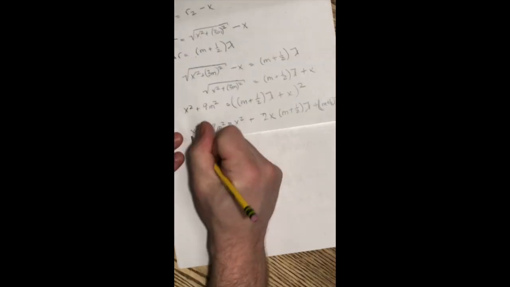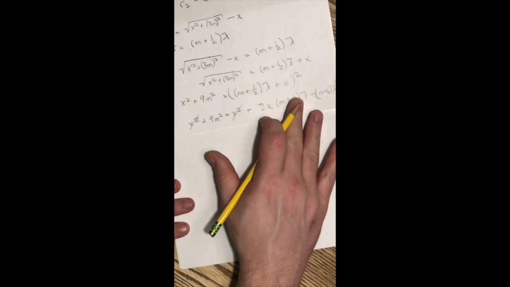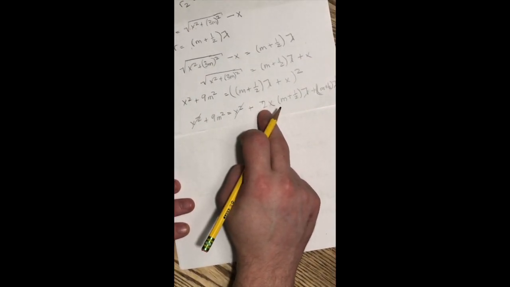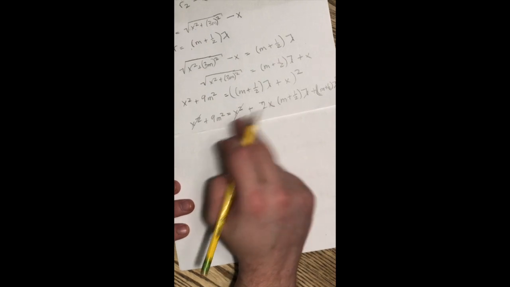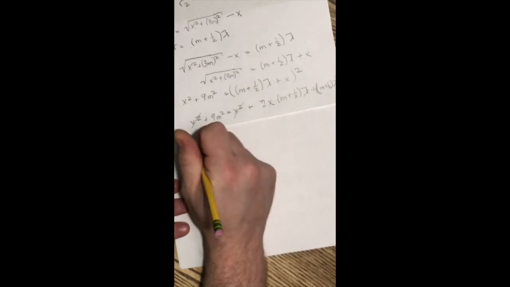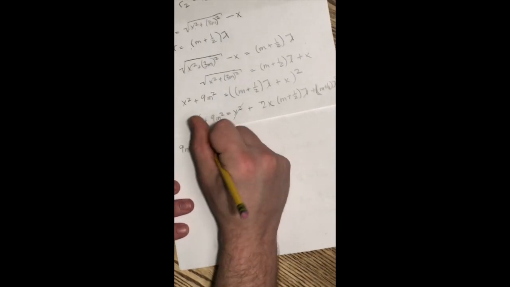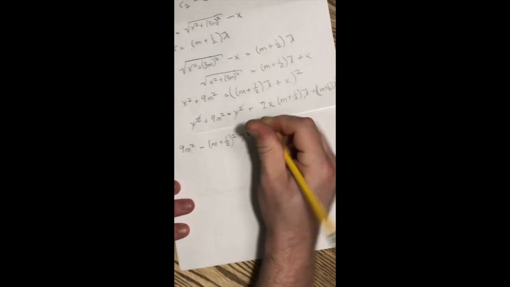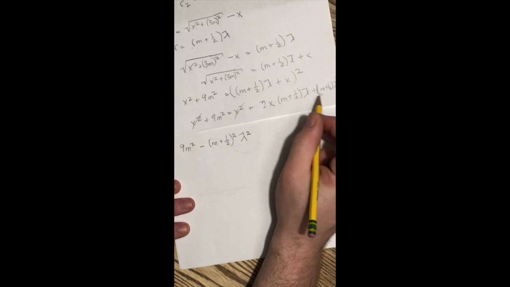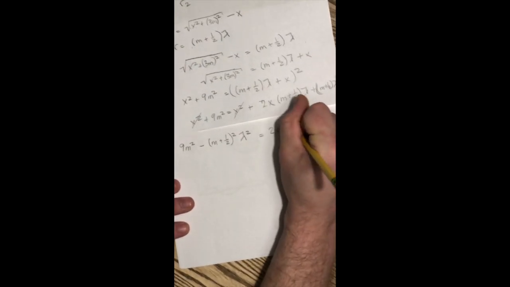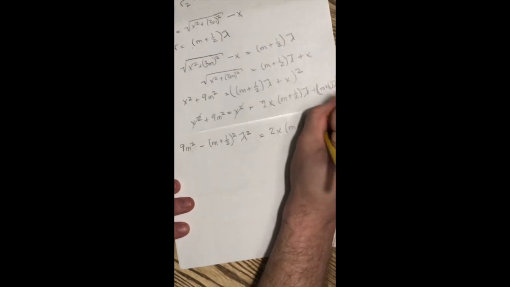And so we can see our x squares here cancel. That's convenient. It's going to save us from having to do the quadratic formula, looks like to me. We have a term x remaining here, so we'll keep that on the right-hand side, and we'll move what's left to the left-hand side. So we have 9m squared minus (m plus 1/2) squared times lambda squared is equal to 2x times (m plus 1/2) times lambda.